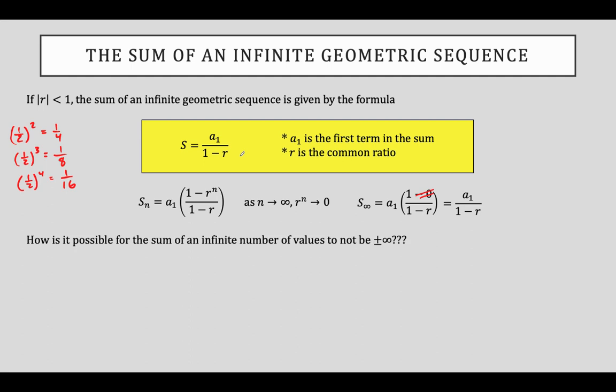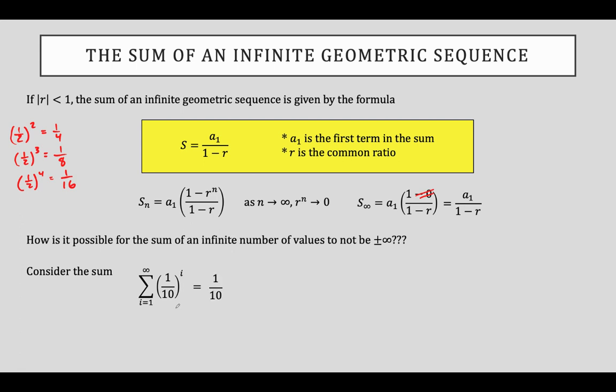So, you might be thinking, how is it possible for the sum of an infinite number of values or terms to not be positive or negative infinity? Consider the sum from i equals 1 to infinity of 1/10 raised to the i power. This is a geometric sequence because our variable i is located in the exponent, but let's just think about what the terms of this sequence would be. To find the first term, I would plug in 1 for i, and 1/10 raised to the 1 gives me 1/10.